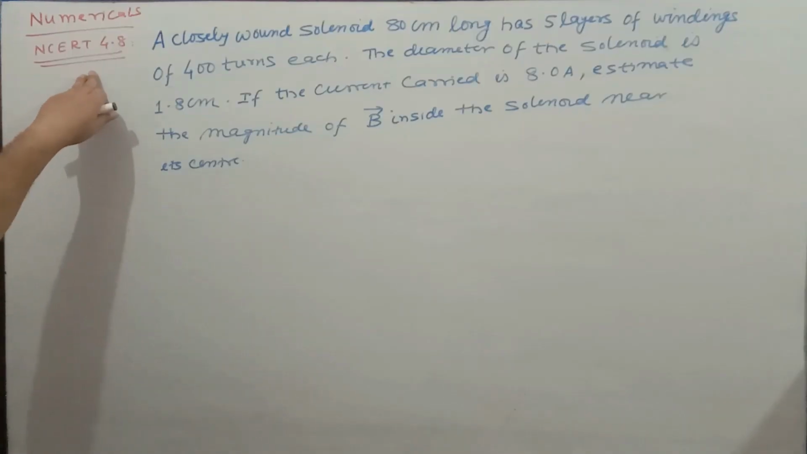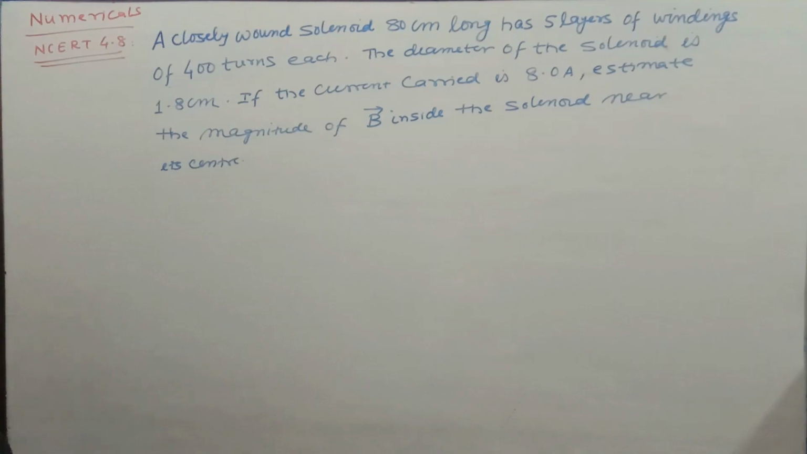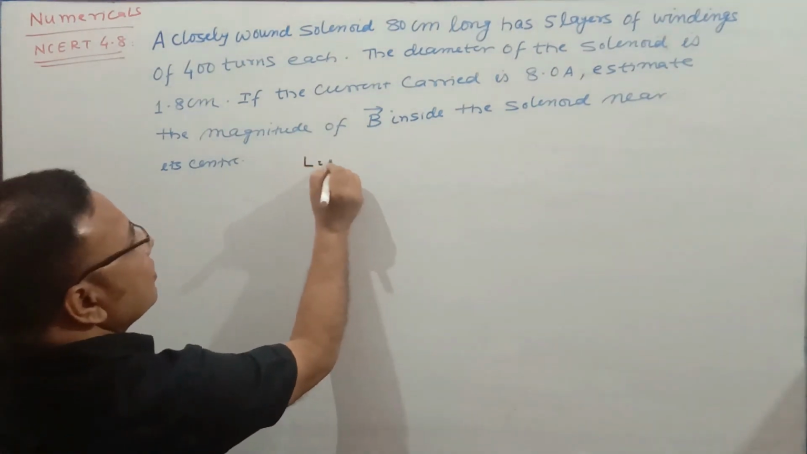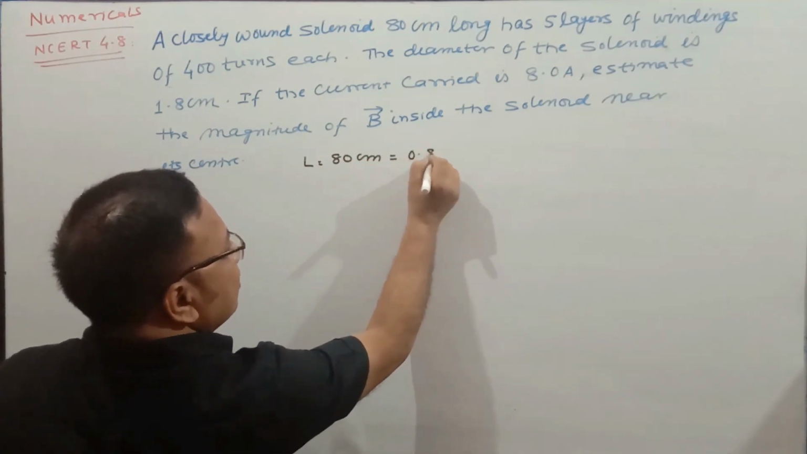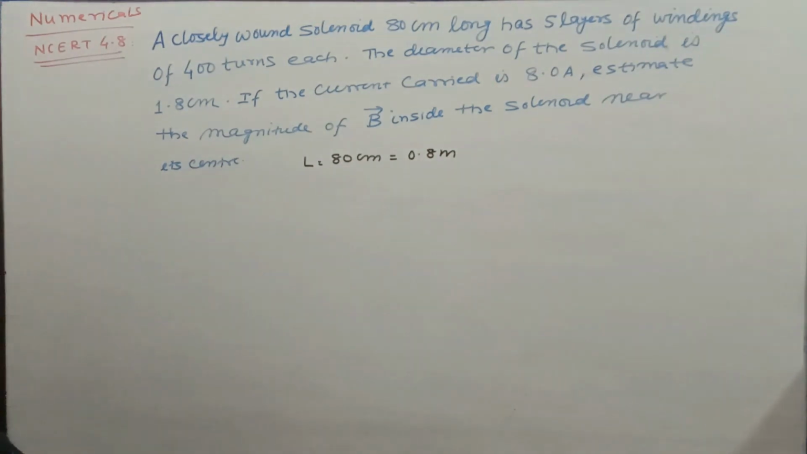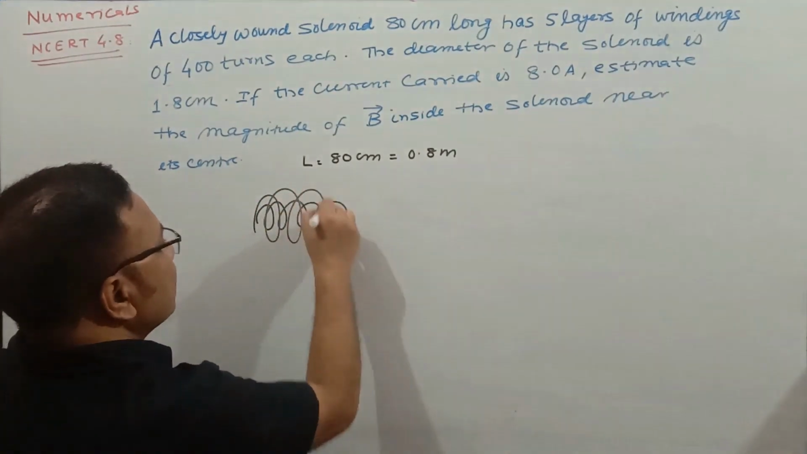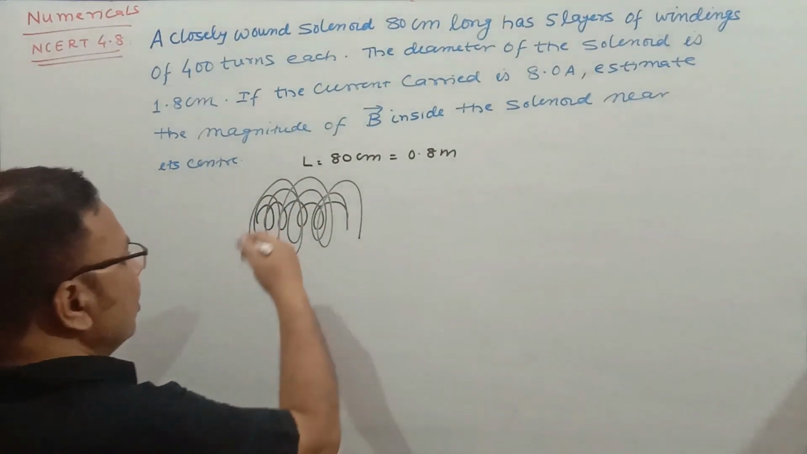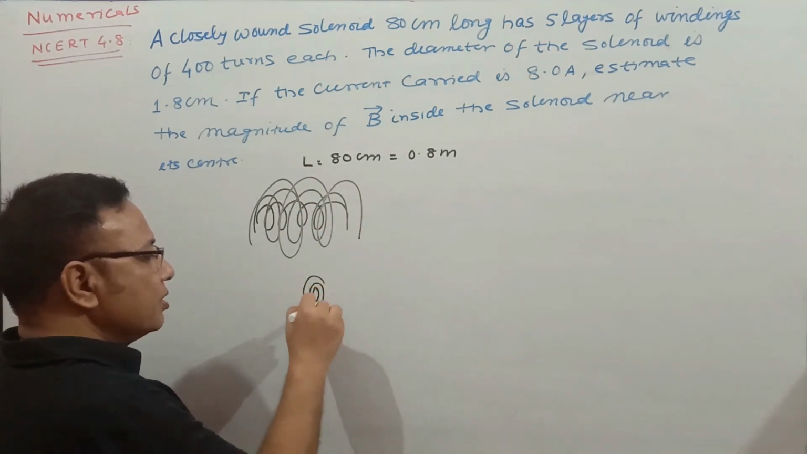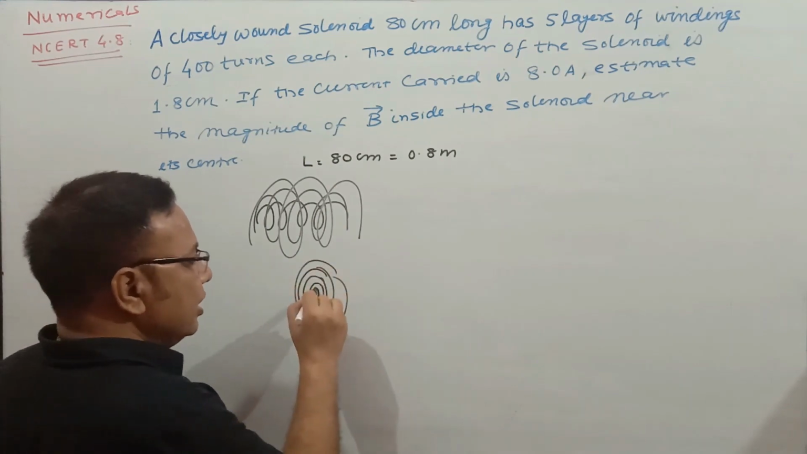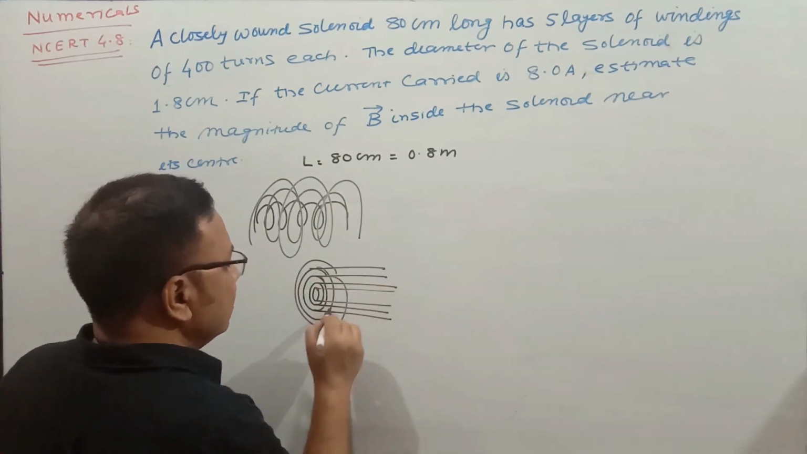Now we have one numerical from the NCERT 4.8 problem set. A closely wound solenoid 80 centimeter long. So the length is given as 80 centimeter. Converting to SI, that is 0.8 meter. It had 5 layers of windings. So suppose one layer is there, over this 2 layers are there. In total, one over another, we see 5 layers: the first layer, another layer above this, third layer, fourth layer, fifth layer. In this way, all the solenoids are wound.